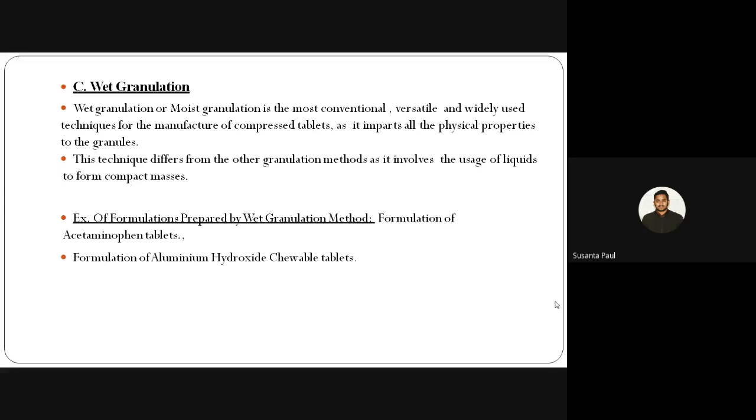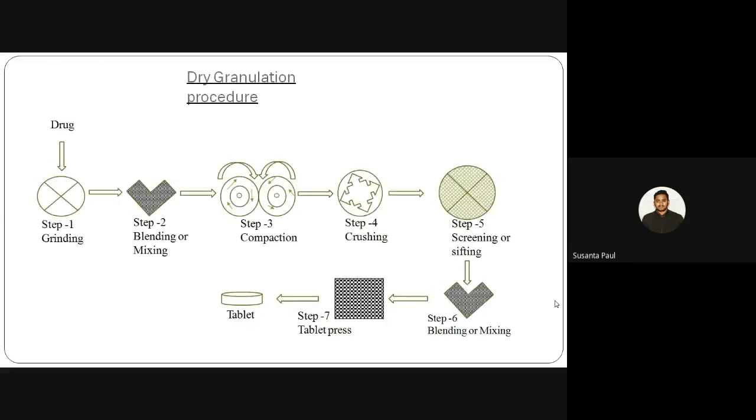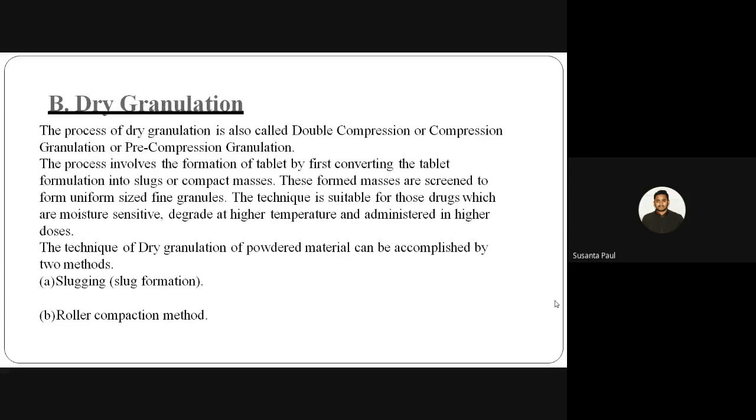Now, after preparing these granules, we can apply the compression force in the tablet punching machine, so that after applying the compression force, we can develop the tablet. Now, the second method is the dry granulation method. The only difference from the moist or wet granulation method is that no moisture is required to prepare the granule by this approach.